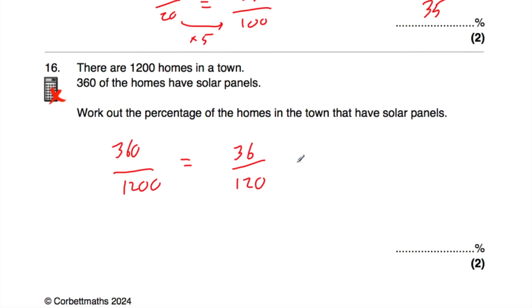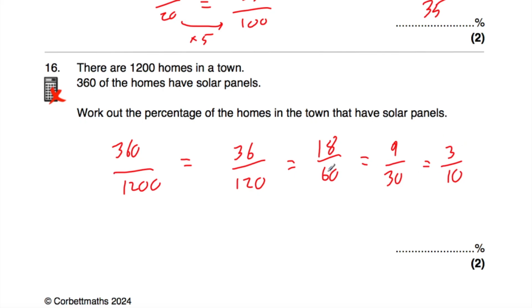I'm actually just going to divide them both by 2 to begin with, just pretending that I didn't spot they're both divisible by 12. So if I half them both, I get that's equal to 18 over 60. And let's half again. That's going to be equal to 9 over 30. They're both divisible by 3, so let's divide both the numerator and denominator by 3, and we get that's equal to 3 over 10. And if you just divide them both by 12, you would have got to 3/10 straight away. Okay, so that means that 3/10 of the homes have solar panels.